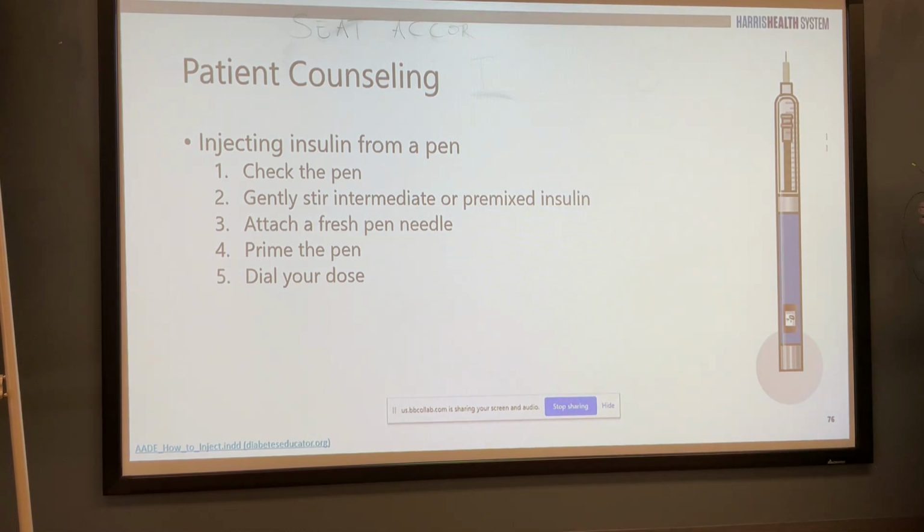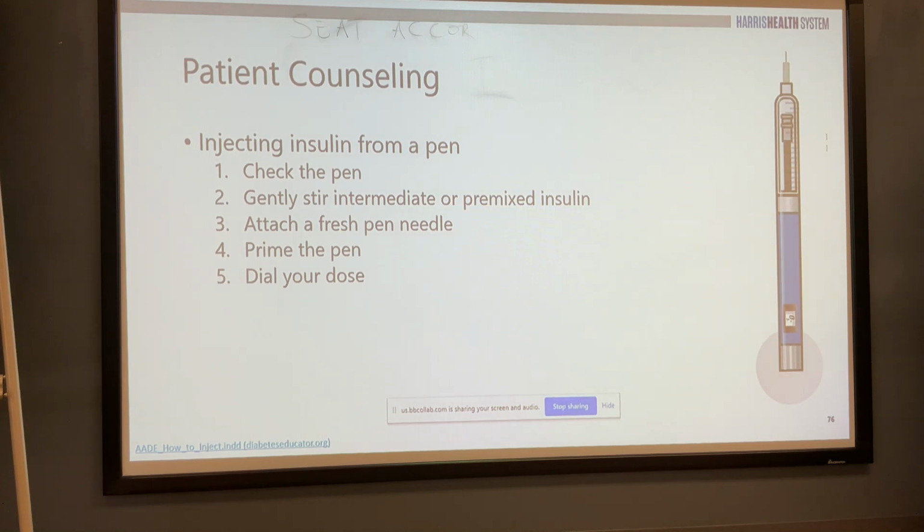All right. And I always tell my patients to make sure that, remember, if it's NPH or a mixed insulin, they still swirl it back and forth to make sure it's mixed. And you can actually check out your insulin and make sure it's clear, make sure there's no salt. It doesn't look brown or discolored. You're not keeping it somewhere hot or freezing it.